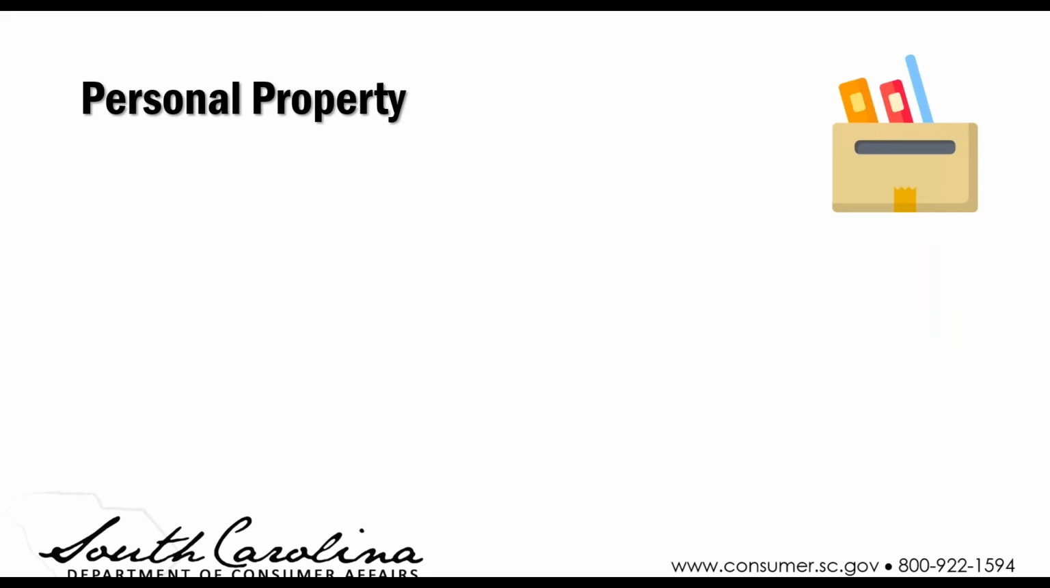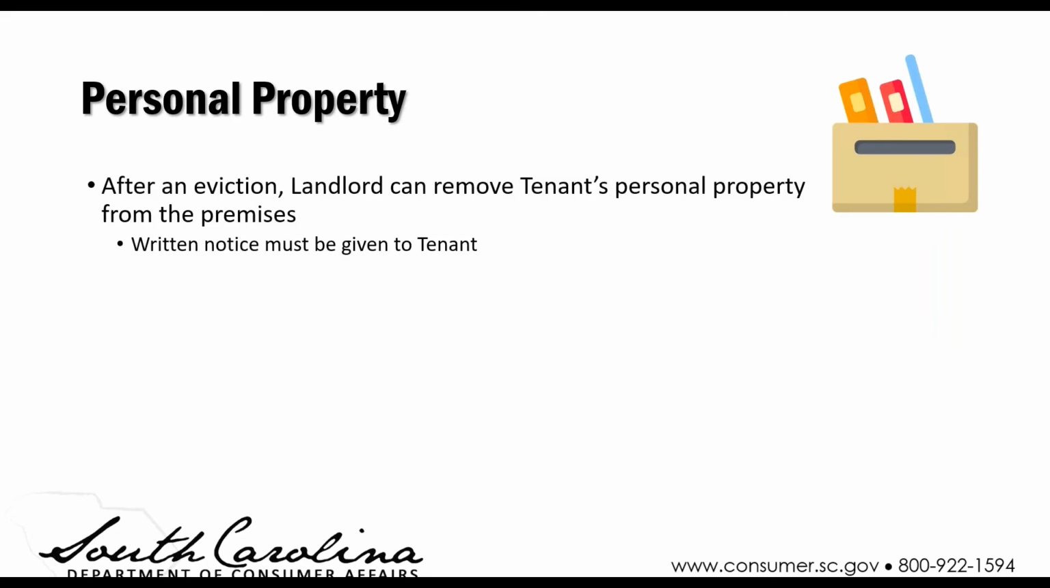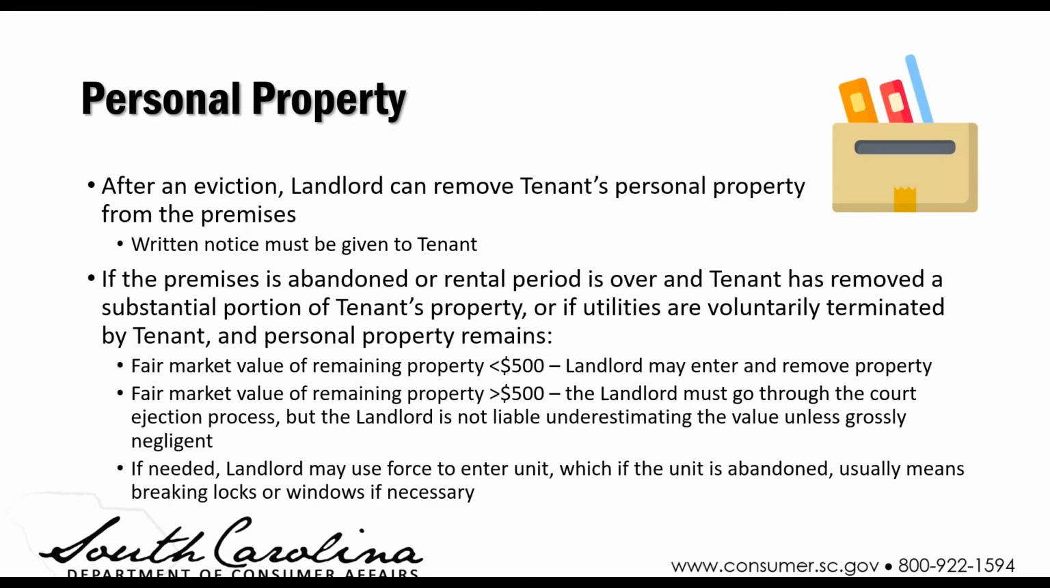Personal property. After an eviction, the landlord can remove the tenant's personal property from the premises under certain circumstances. The landlord must give written notice to the tenant. If the premises are abandoned or rental period is over and the tenant has removed a substantial portion of the tenant's property, or if utilities are voluntarily terminated by the tenant and the personal property remains, then if the fair market value of the remaining property is less than $500, the landlord may freely enter and remove the property.